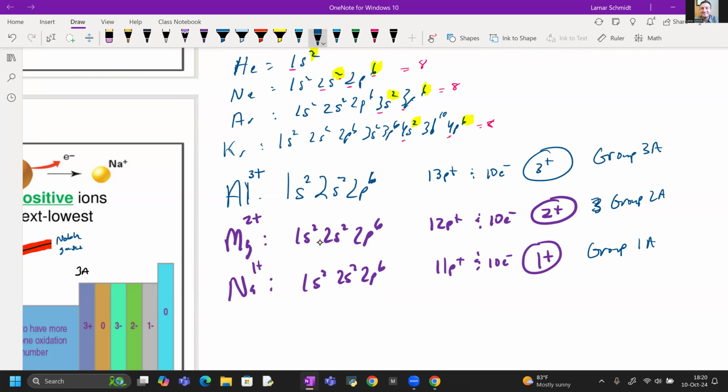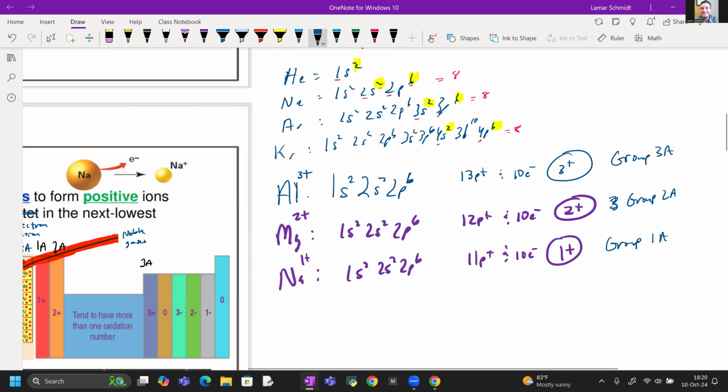Group 2A has a 2 plus charge. It had two valence electrons. It loses both of its two valence electrons to obtain the noble gas electron configuration and ends up with a 2 plus charge. Group 3A has three valence electrons. It loses those three valence electrons to obtain a noble gas electron configuration and ends up with three less electrons than protons for a 3 plus charge.